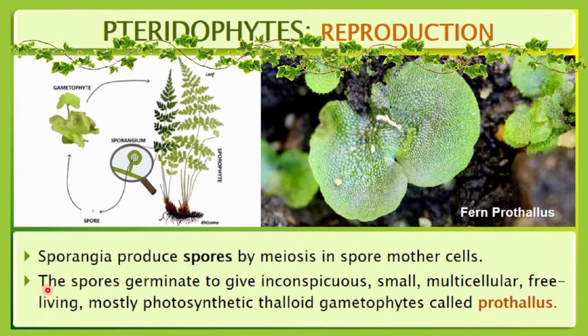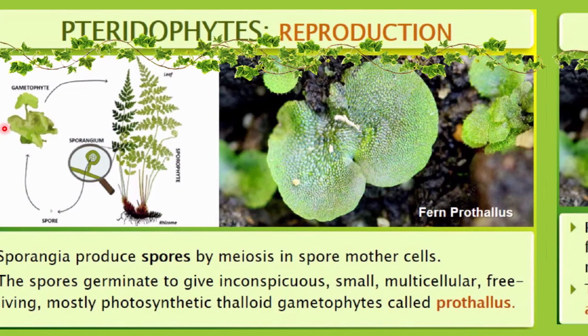So what will happen? The spore, after releasing from the sporangium, will germinate. First of all, it will release from the sporangium, as you can see here. Then it will germinate and give rise to an inconspicuous, small, multicellular, free living, mostly photosynthetic thalloid gametophyte, and that specific thalloid gametophyte structure is called the prothallus.